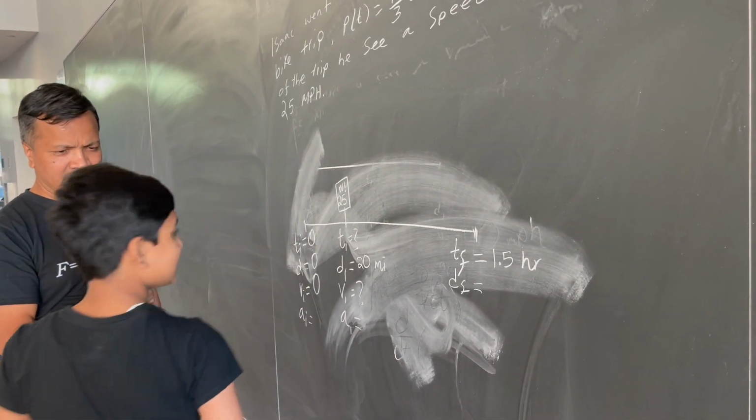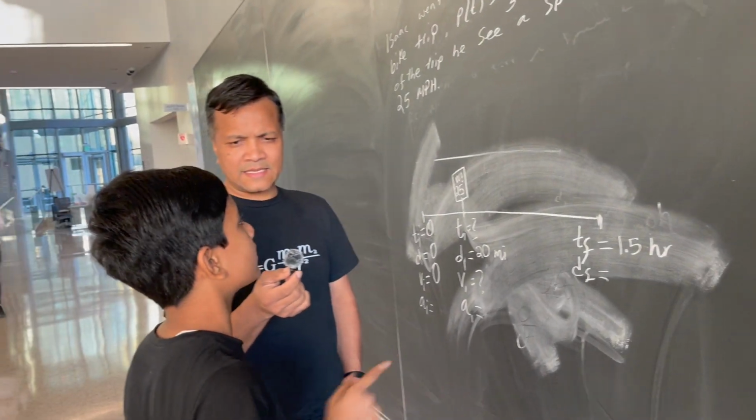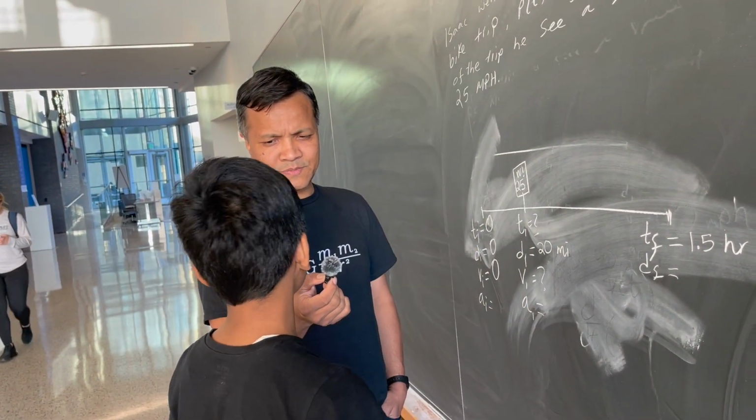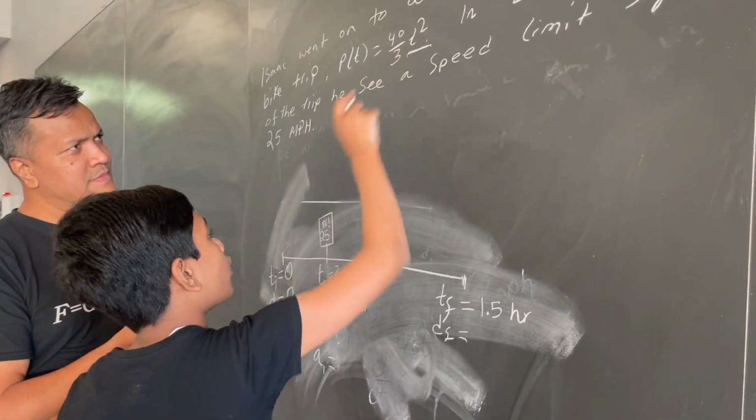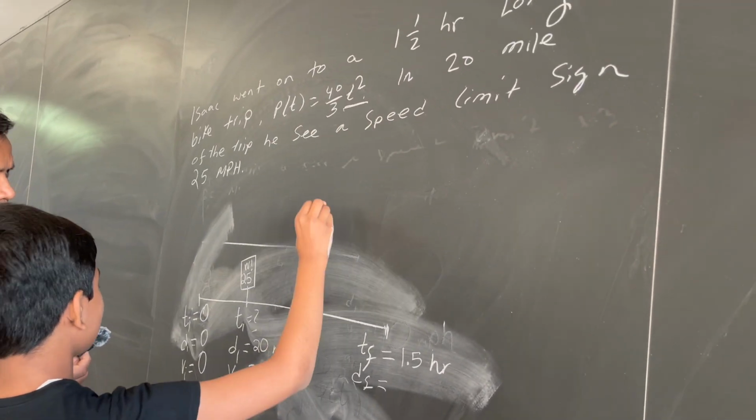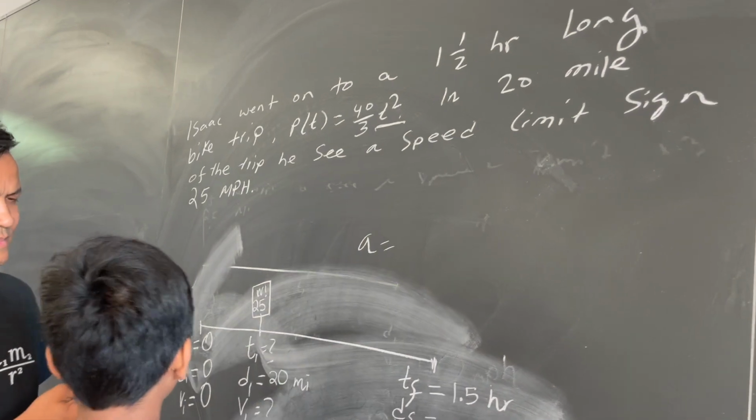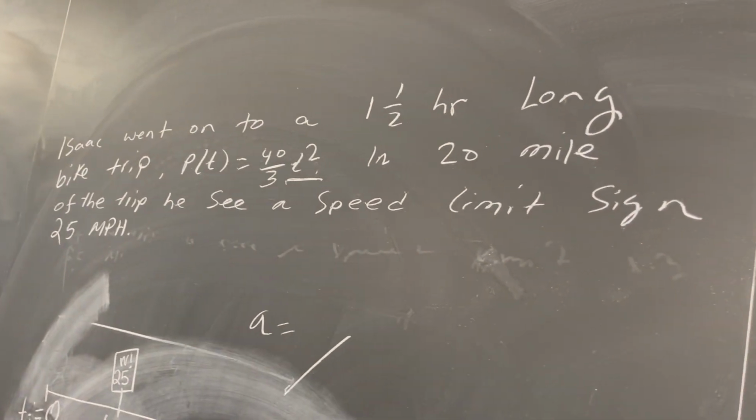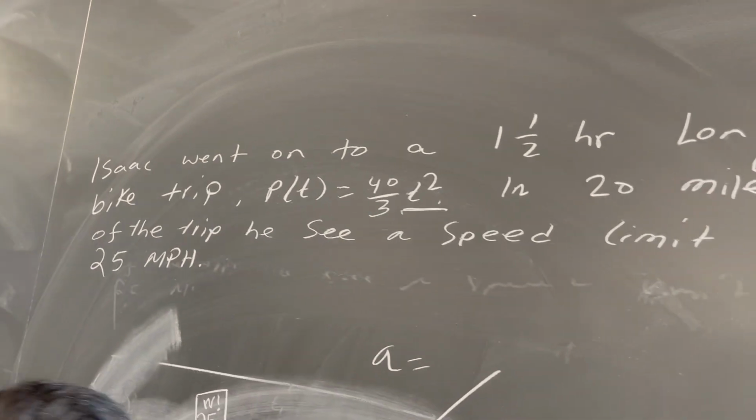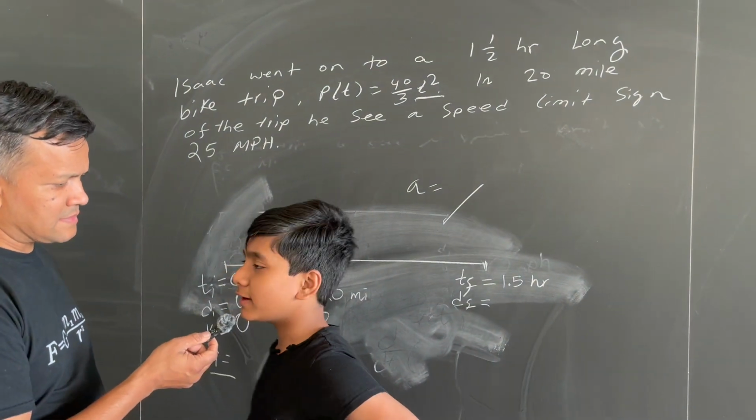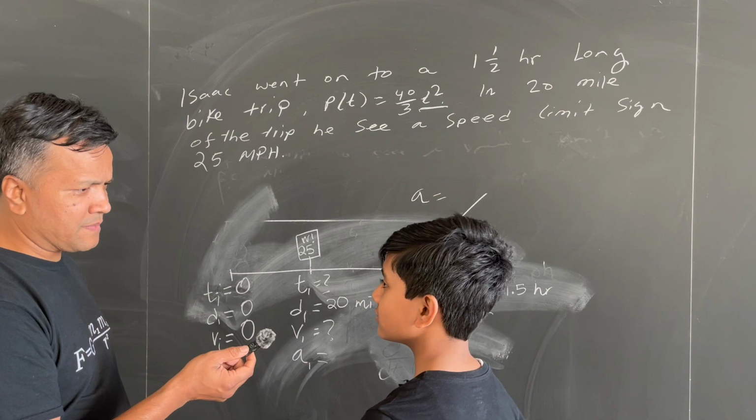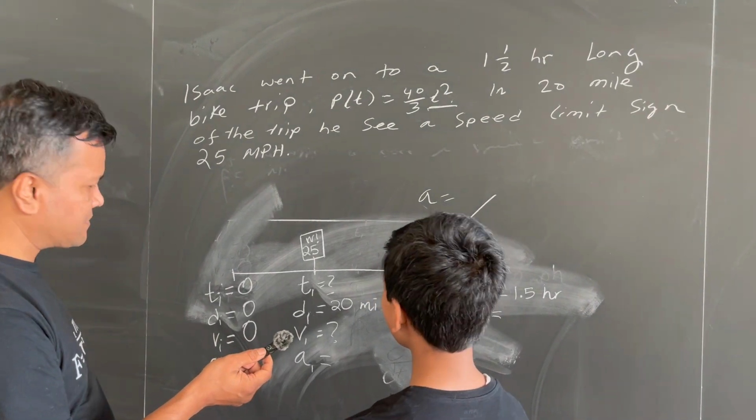There has to be some acceleration first in order for the car to get moving, or the bike to get moving, I guess. So the thing is, because this is a quadratic function, that means that the acceleration is constant and the velocity is linearly changing. So if the acceleration is constant, how do we find it?